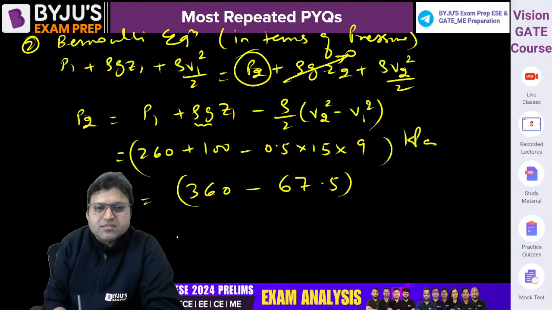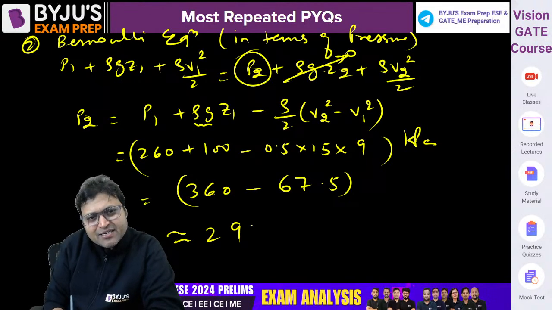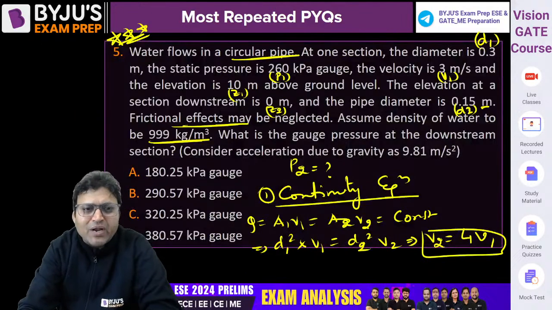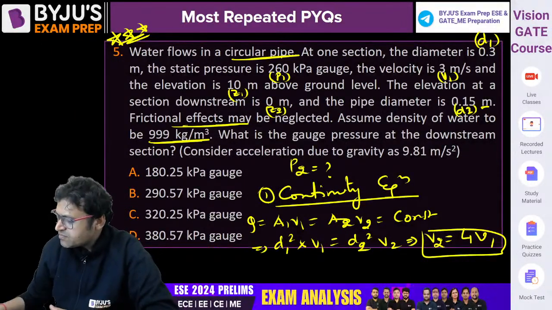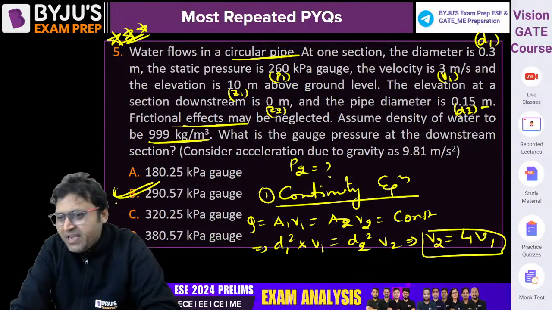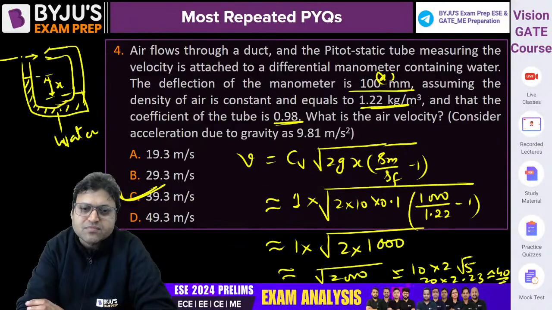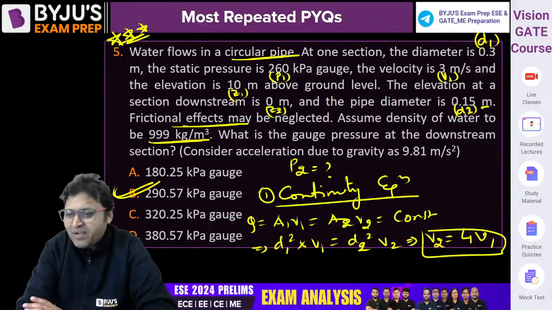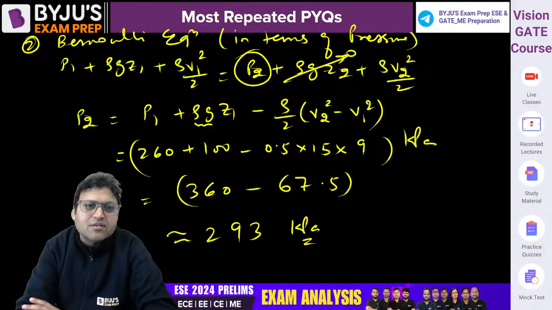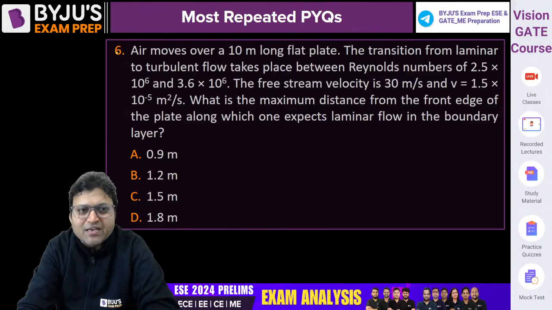Something around this. So that is around 293 kilopascal, isn't it? Something around 293. So isn't it B is the right answer, 292.5. B will be the answer. So this is the simplest way of solving the questions.